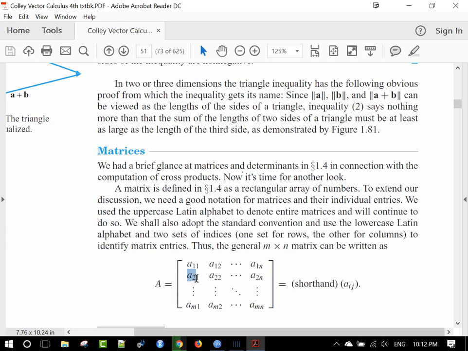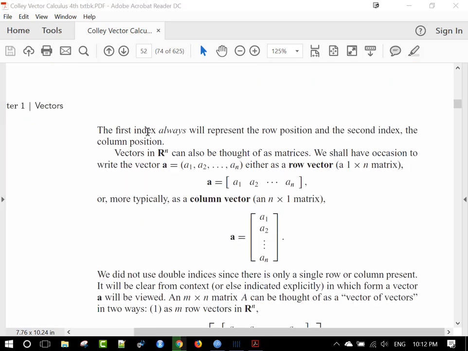So this is in the second row and the first column, so you put a 2 and a 1. And this is in the mth row and the second column. So the first index always represents the row and the second the column.